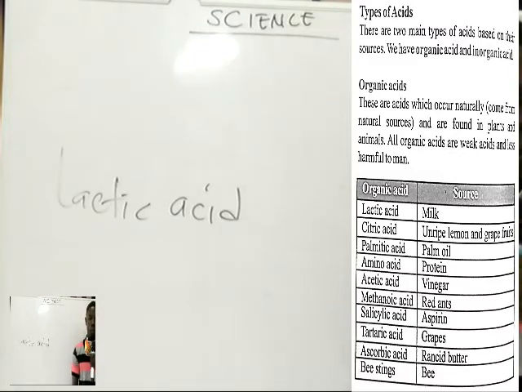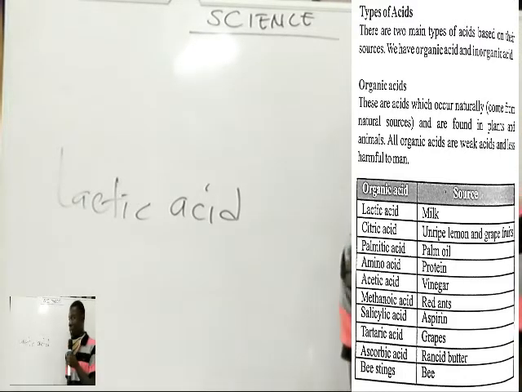We can also get this from palm oil. I told you earlier on. The next one is amino acid. Amino acid can be obtained from protein.